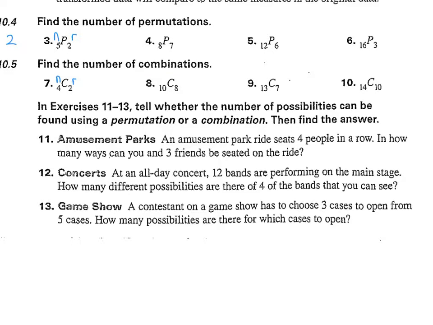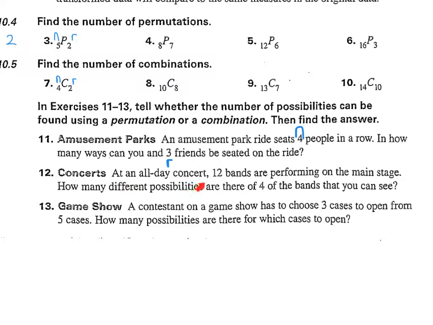What I'm going to do to kind of help you out is, remember, this would be your N. An amusement park ride seats 4 people in a row. How many ways can 3 friends be seated in a ride? So does order matter in this problem? If it does, it's a permutation. There's your N and your R.